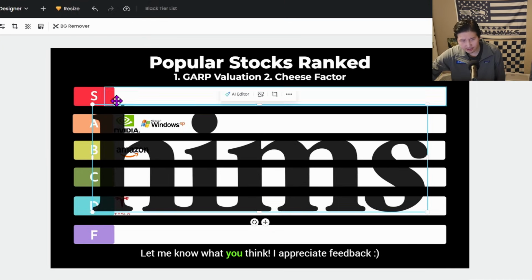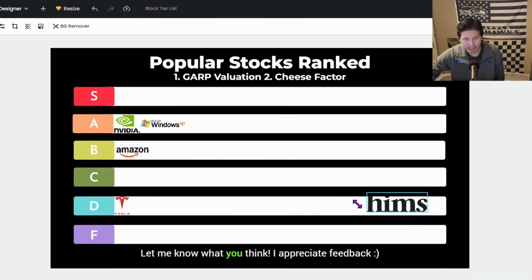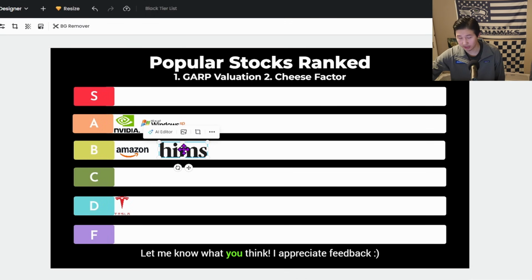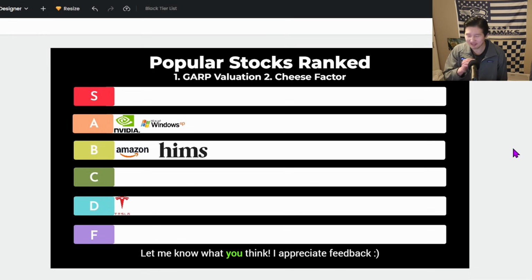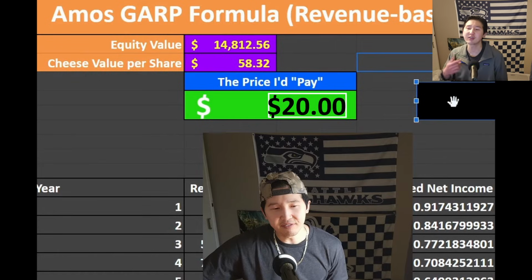So when it comes to placing Hims and Hers Health into a grade tier, it's kind of difficult because I do think their future is really bright, but they do not have any economic moat. But on the flip side of that, according to the GARP formula, and by the way, I'm going to give you a freebie into my personal buy price.